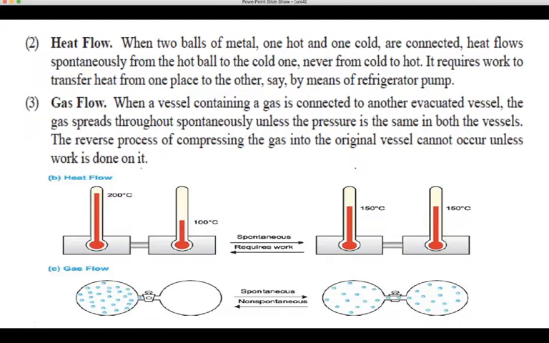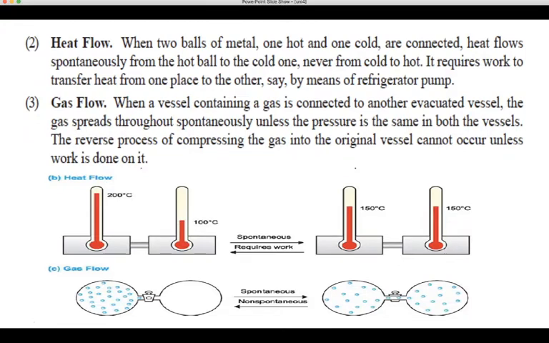Another term is heat flow. When two metal balls, one hot and one cold, are connected, the heat spontaneously transfers from the hot ball to the cold one. So this is known as a spontaneous process. When two metal balls, one hot and one cold, are connected with each other, heat spontaneously transfers from the hot ball to the cold ball.